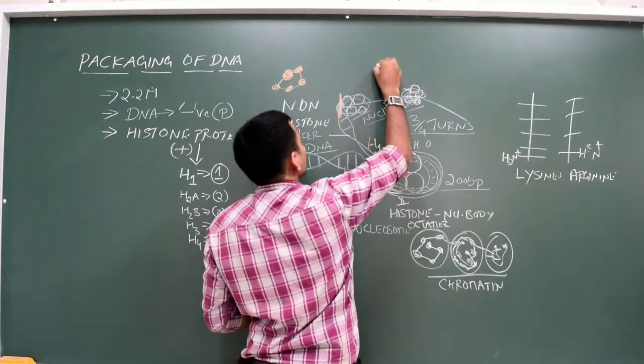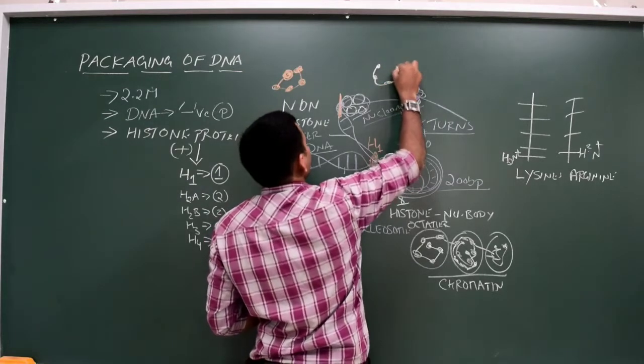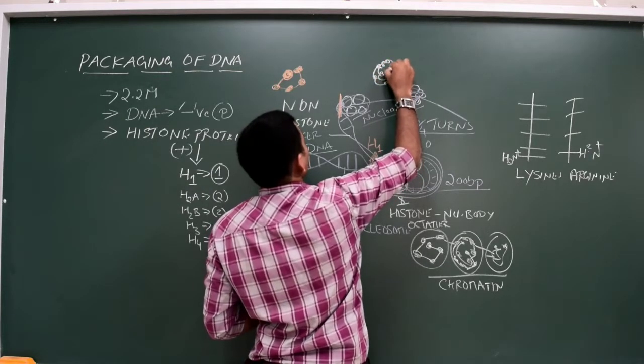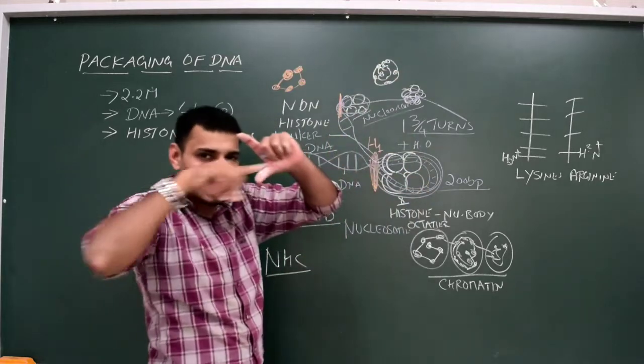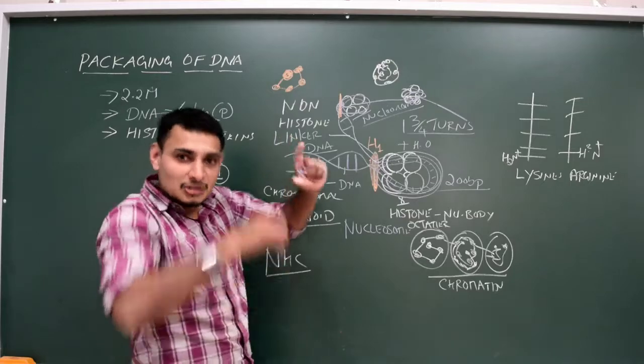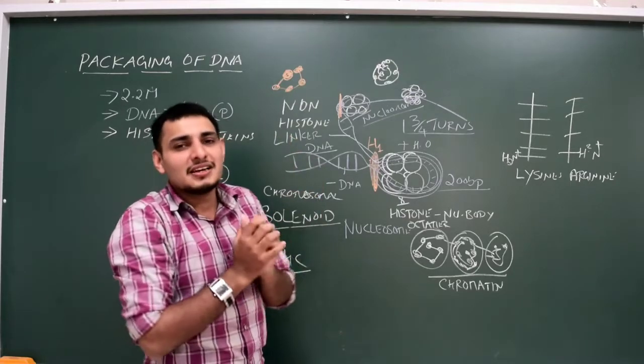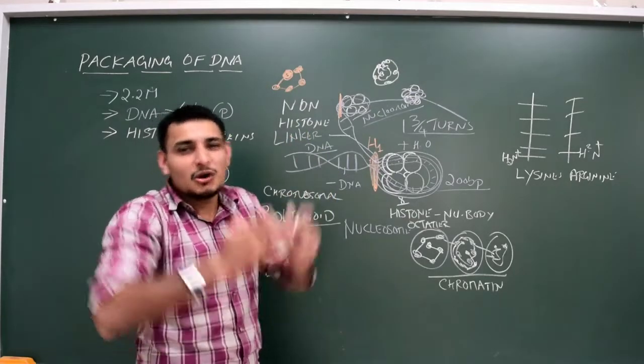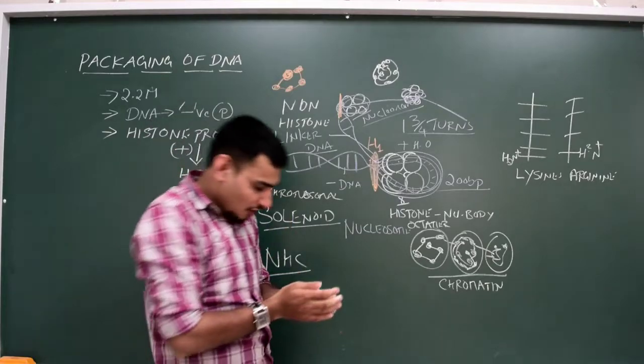So like this. That's it. So this is it, and like this, and at the center you see a long thread. That thread is nothing but non-histone chromosomal protein. So this is actually the packaging. As a result, the DNA is now reduced in length or it is condensed. This is the thing.